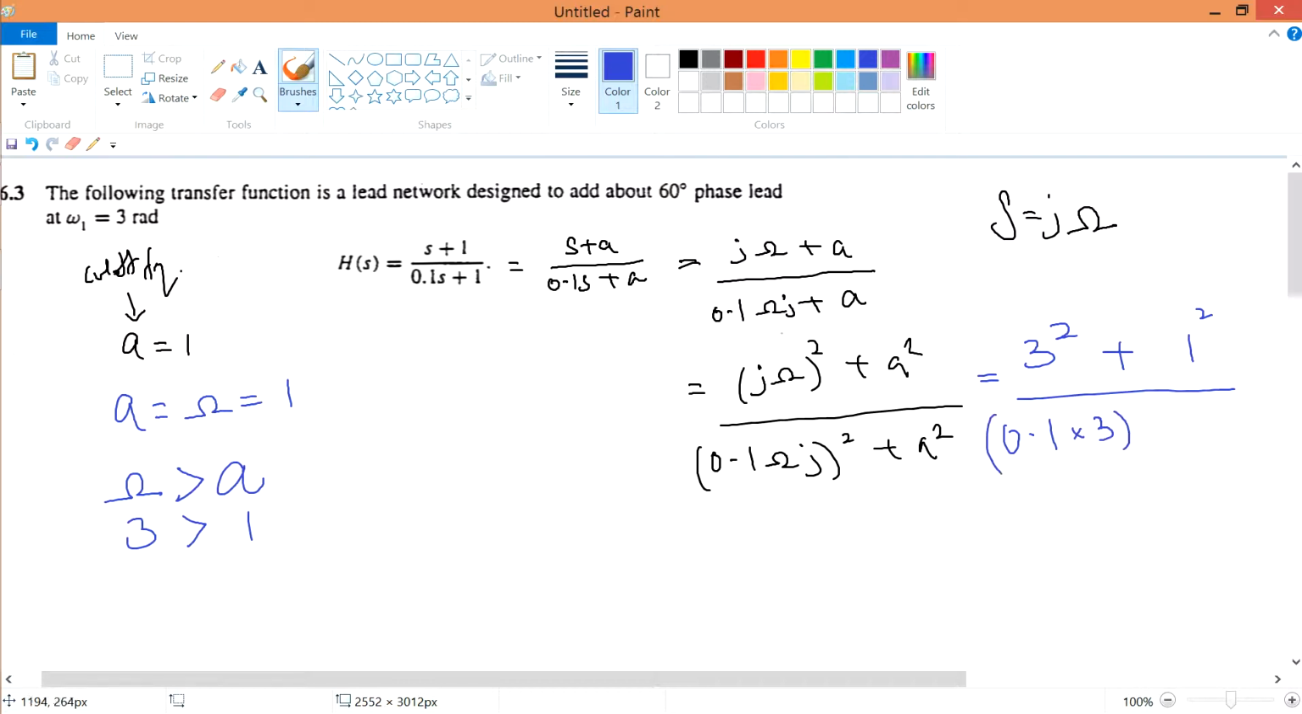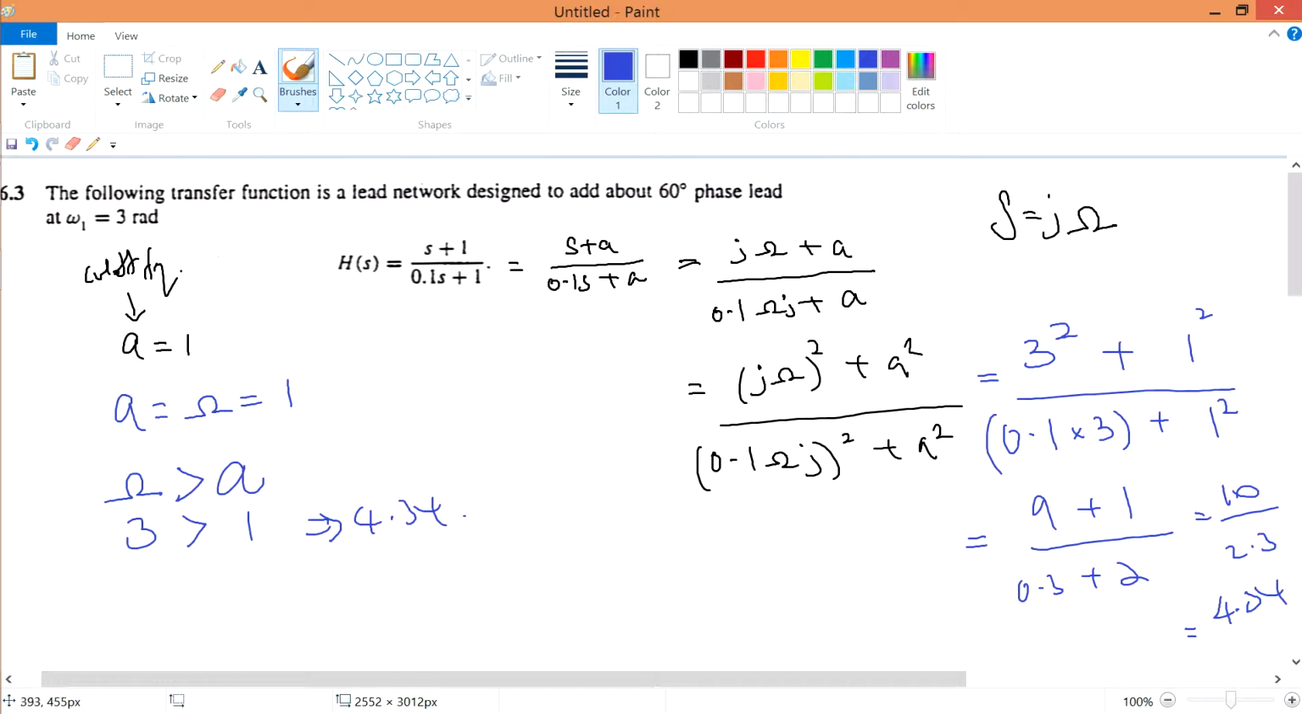Because our omega is 3, right? We have proved that to you, and then plus 1 squared, a is equal to 1. So what I have is 9 plus 1 divided by 0.3 plus 2, which is 10 over 2.3. If you think about it, the output will be somewhat 4.34. So I'll just write it as 4.34.